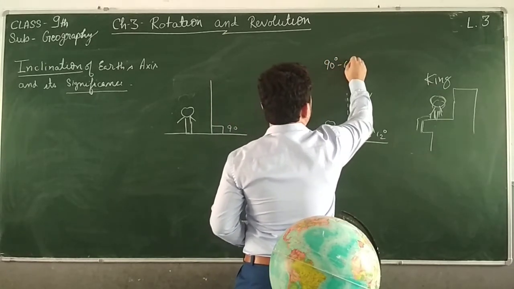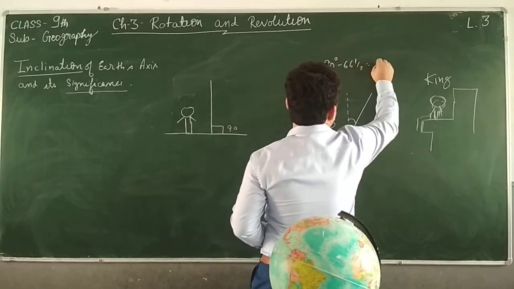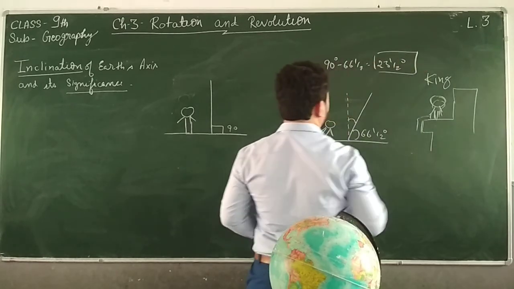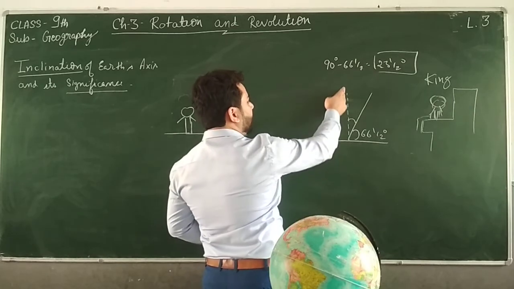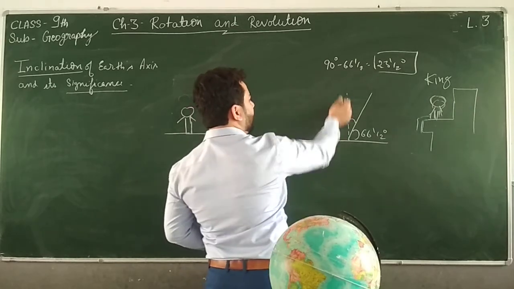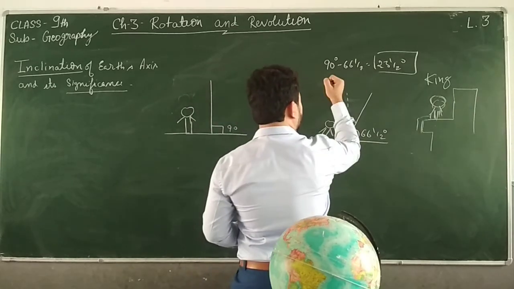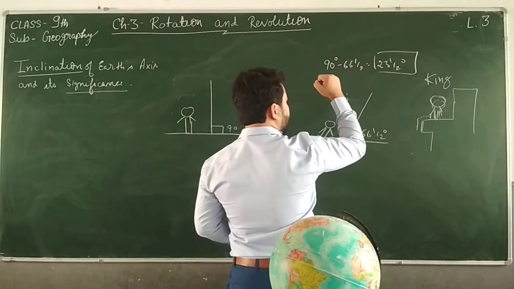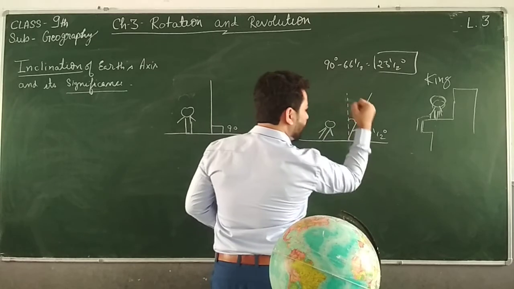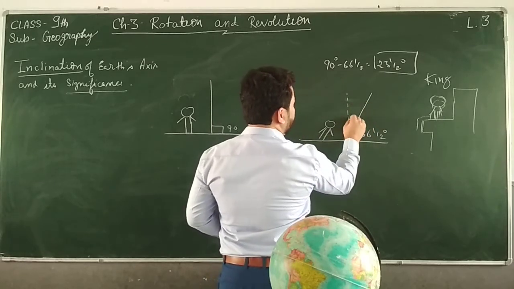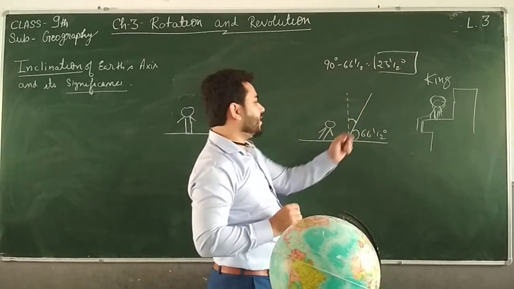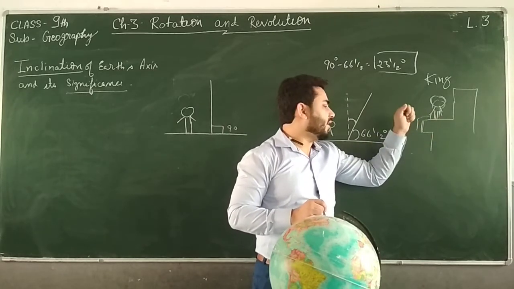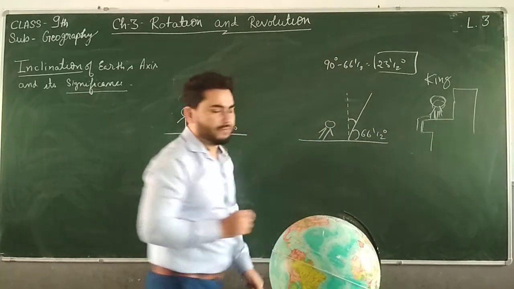90 degree minus 66 and a half degree will give you 23 and a half degree. This is the tilt, the tilt from the perpendicular, from the 90 degree. A man standing straight is perpendicular to the ground. And if he is tilted by 23 and a half degree, then it means that man is bowing or inclined towards that king at an angle of 66 and a half degree.